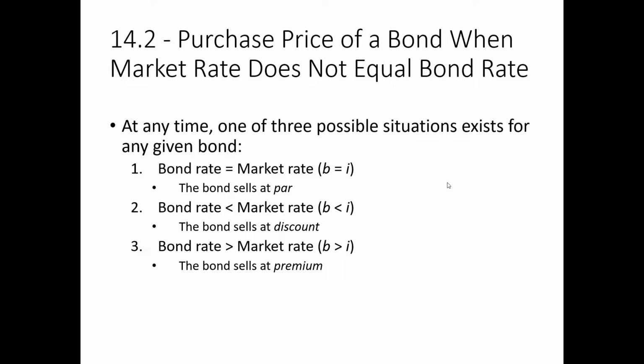So in situations where the bond rate and the market rate are the same, now we're going to call the bond rate B and the market rate I, but where they're the same, we say the bond is trading at par or sells at par.